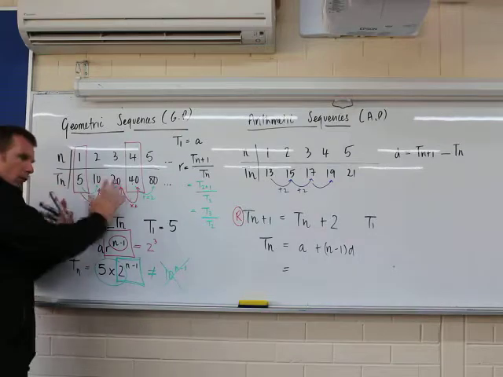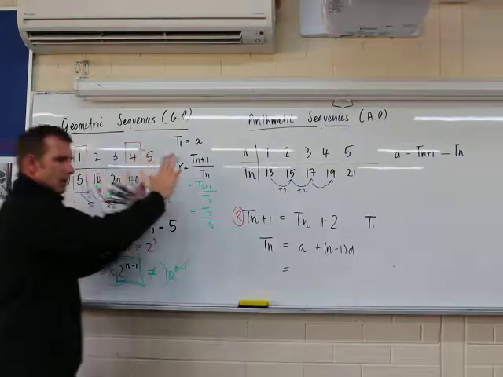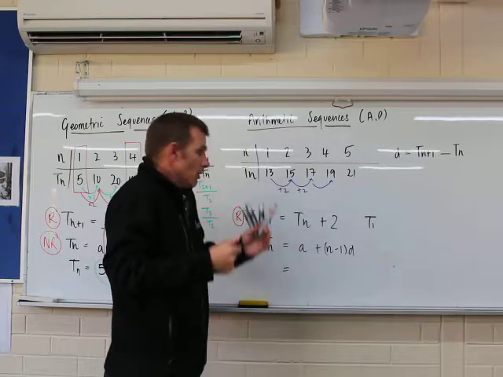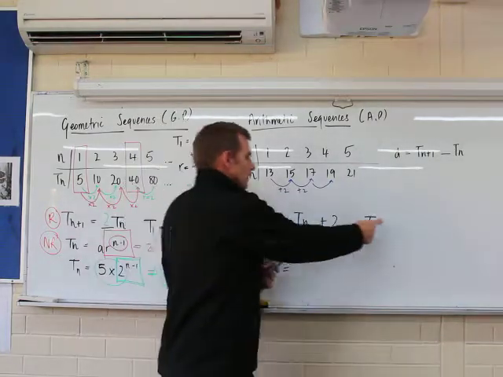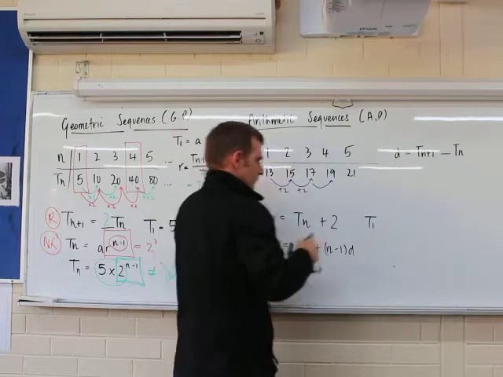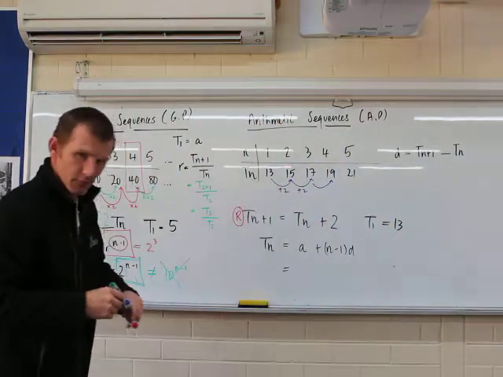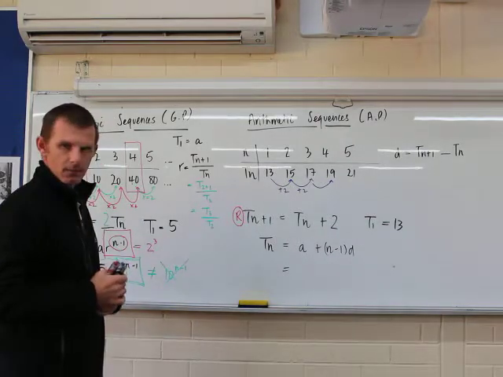So here we were multiplying by 2. Here we're adding 2. Obviously 2 doesn't have to be the same number for both, but in this case it is. Got to give a starting term. T1 is equal to 13. Done. There's my recursive formula for an arithmetic sequence.